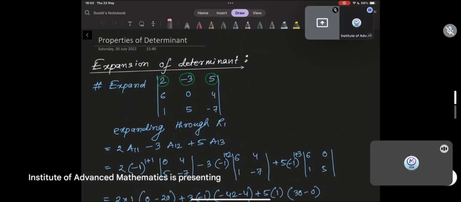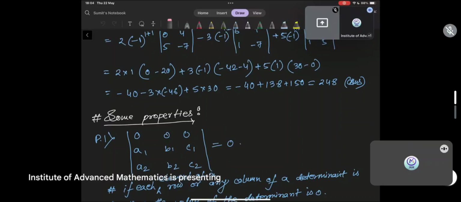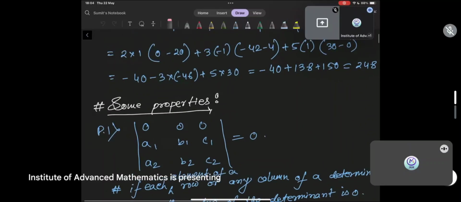Okay, so before starting the properties of determinants, let us discuss the expansion of a determinant. We can expand the determinant through any row or any column using the cofactors, right? After that, the first property: I have written the first row as 0, and the second row is a1 b1 c1, the third row is a2 b2 c2.